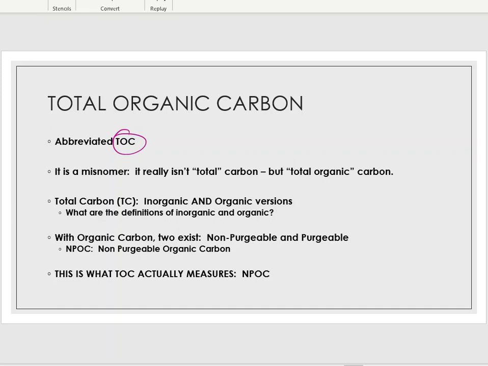But it's actually a misnomer. A lot of people talk about total organic carbon and they focus on this word that says total. But the problem here is that when we talk about total, people assume that it is the total amount of carbon. And that is not the actual correct labeling for this, okay? Total carbon is actually abbreviated as TC in this world. So we have TC, which is total carbon, and we have TOC, which is total organic carbon.